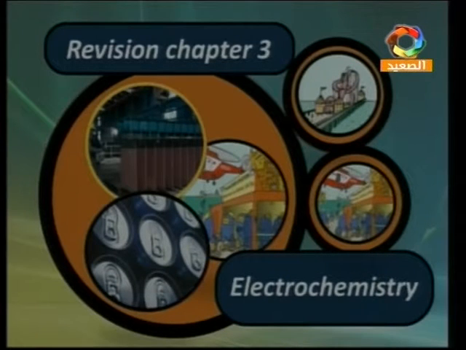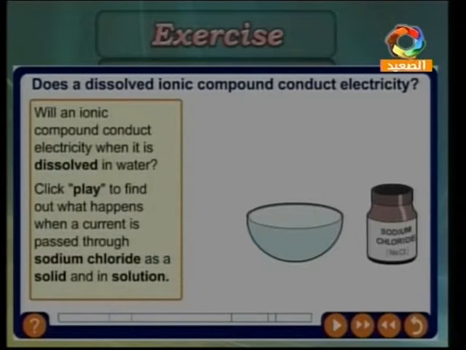Revision of chapter 3, electrochemistry. We make a revision today about this chapter. It's very easy to know the questions and the answers for this type of question. First of all, does a dissolved ionic compound conduct electricity? We have some chemical compounds that we use to make electrolytes, like sodium chloride. Will an ionic compound conduct electricity when it's dissolved in water?